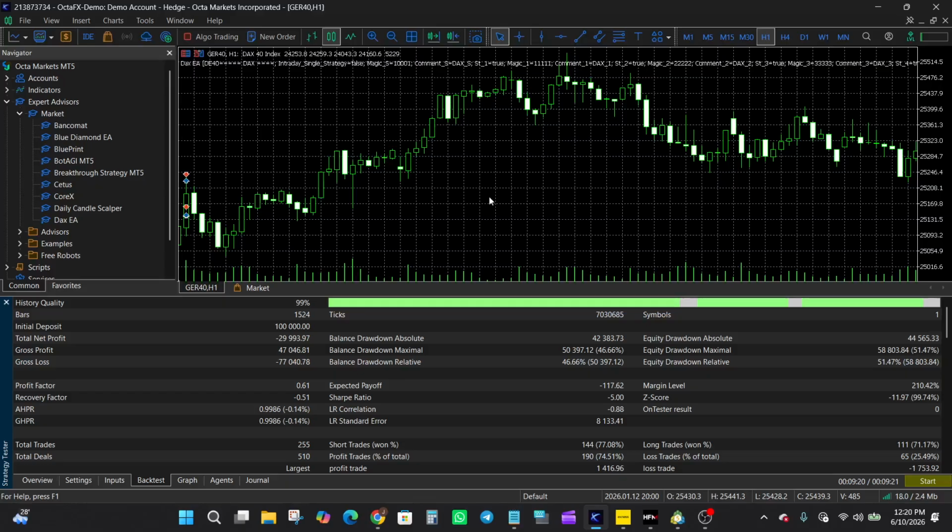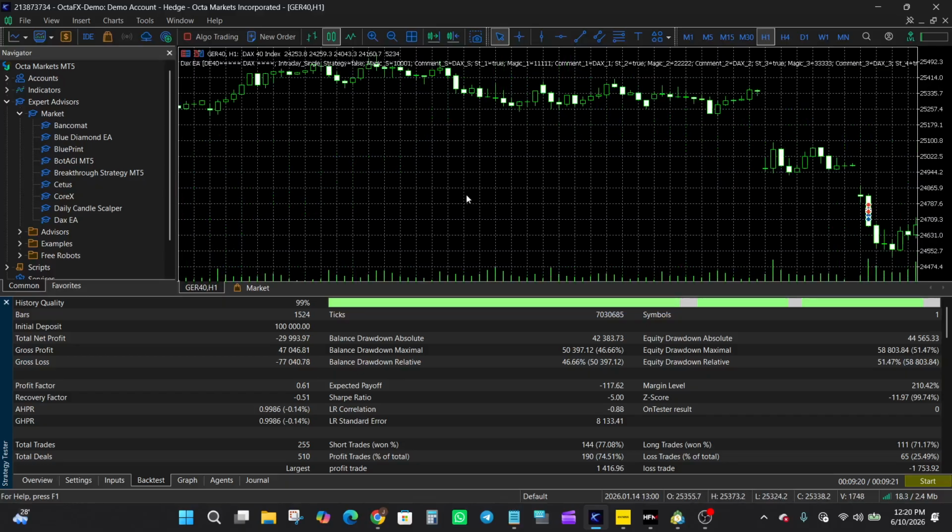Overall, the DAX EA presents itself as a multi-strategy MT5 trading system focused exclusively on DAX index instruments. The combination of 23 independent strategies, dynamic parameter adjustments, no grid approach, and configurable risk controls are some of the key points highlighted by the developer. As always, make sure to perform your own testing and optimization before considering any live deployment.